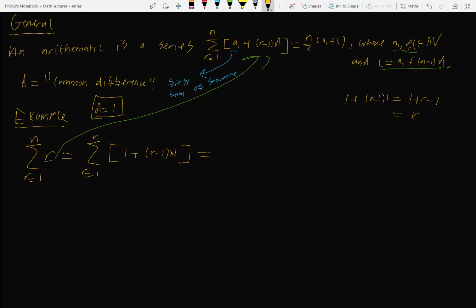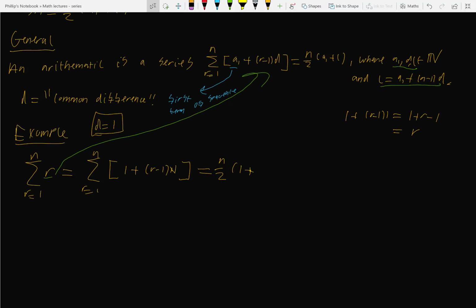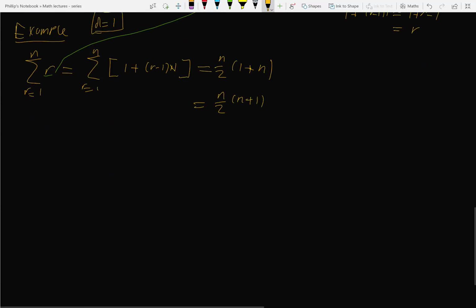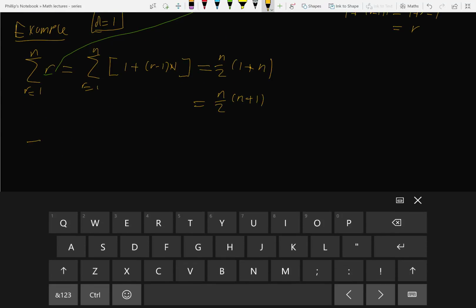So we know now that this is going to be n over 2 times a1, which is 1, plus L, which is the last term. Well, L is the last term of the sum, so n. So it equals n over 2 times n plus 1. Okay, let's give a harder one.